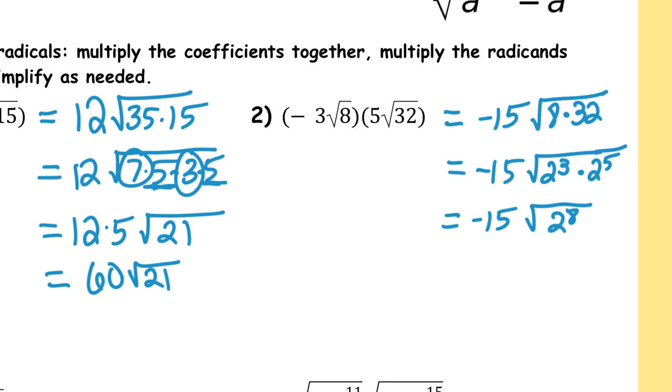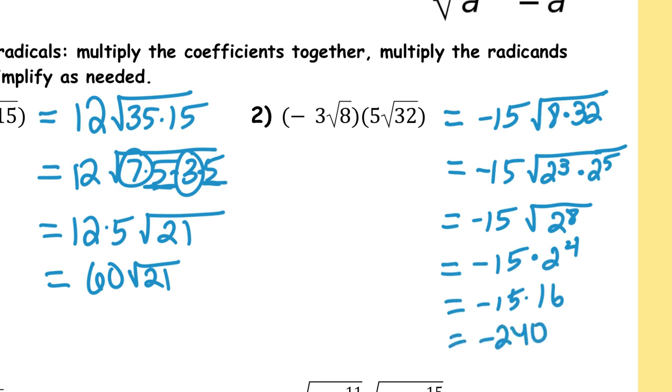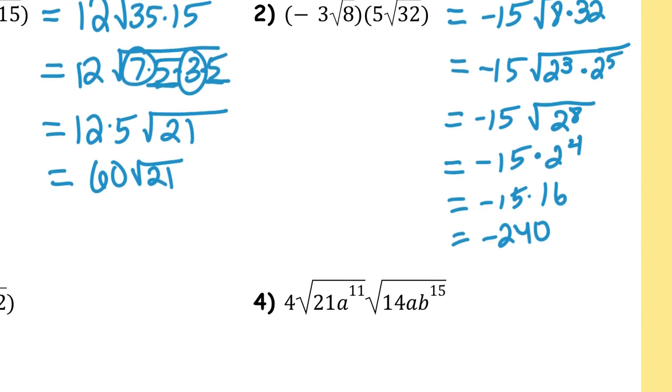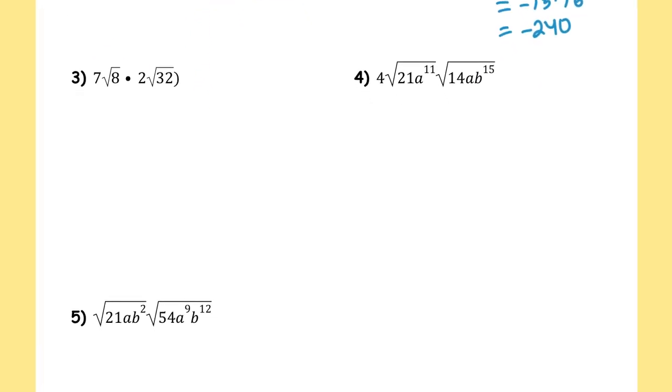Okay. So how many pairs of 2s do I have? 4. 8 divided by 2 is 4. Remainder 0. So I got negative 15 times 2 to the 4th. Anybody know what 2 to the 4th is? What if I told you 2 cubed is 8? 16. Very good. So we end up with negative 15 times 16, which equals negative 240. And y'all got a handy dandy calculator, so you guys just do it with a calculator on that.